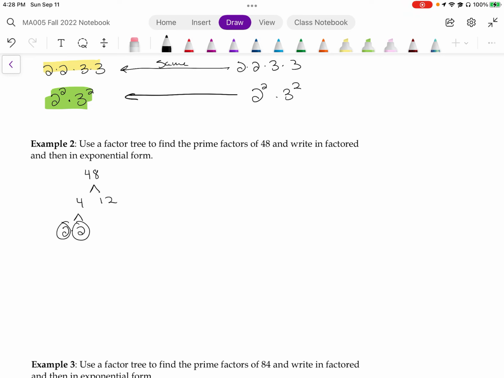12, you can say 3 times 4 or 2 times 6. It doesn't really matter. I'm going to say 3 times 4. All right, the 3 is prime, the 4 is not. I'm going to keep going until I get all primes.